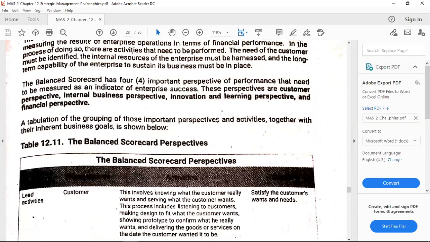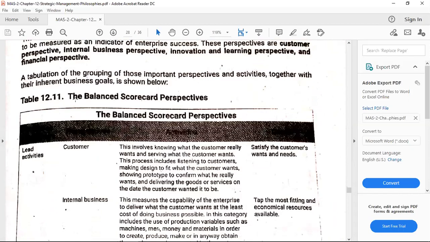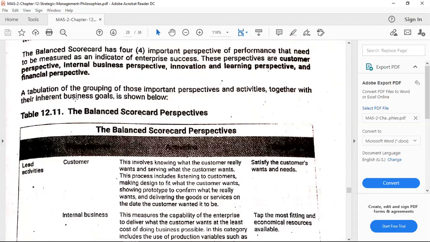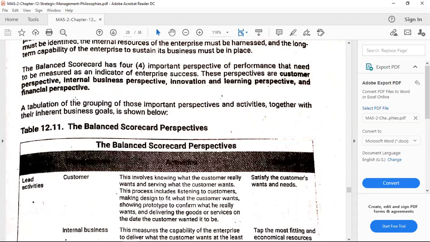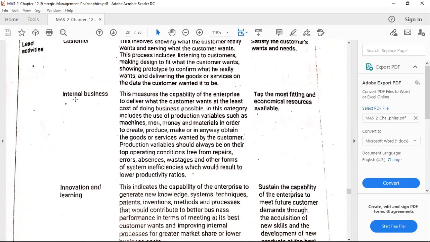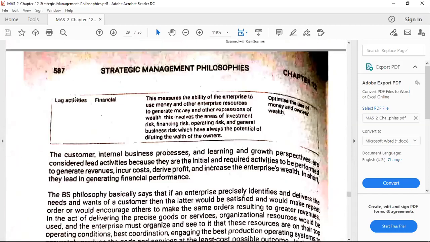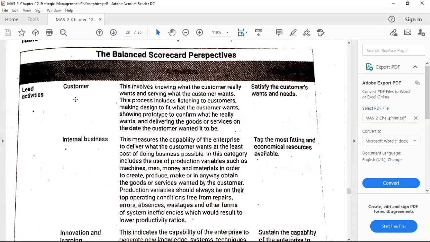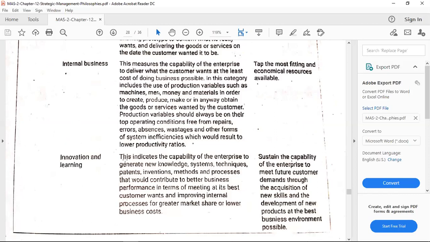Customer perspective, internal business perspective, innovation and learning, and financial perspective. So it is clear here that for each perspective, there would be areas to focus on. Okay, so here are the areas, the summaries of each. Customer perspective would be to satisfy the customer's wants and needs. We've said that customer is the king. Internal business is about the operations of the business.